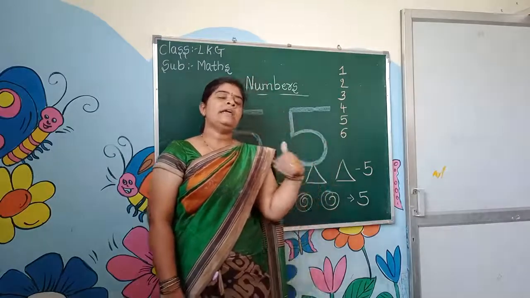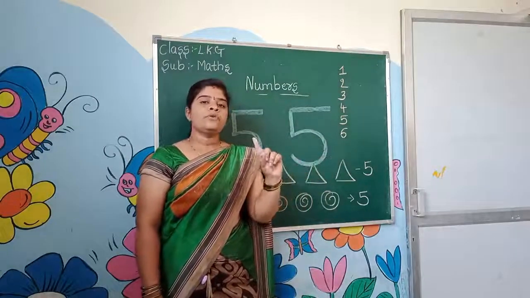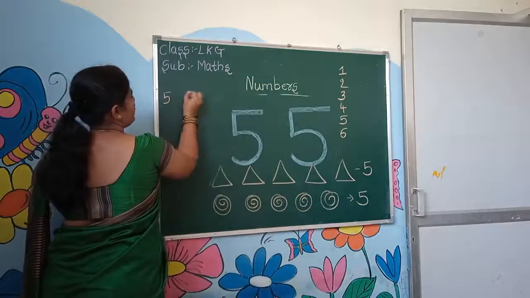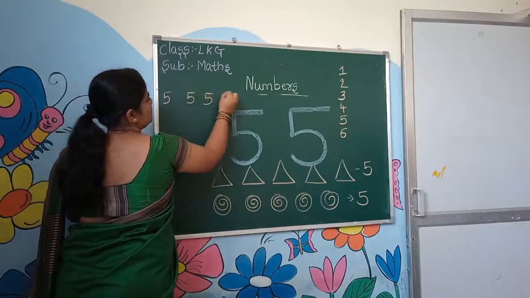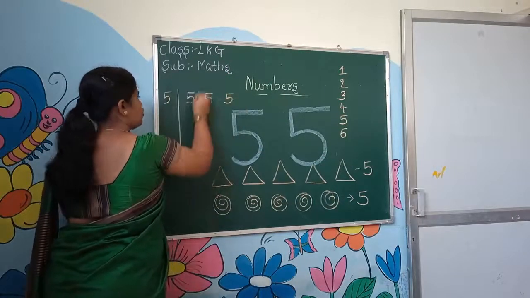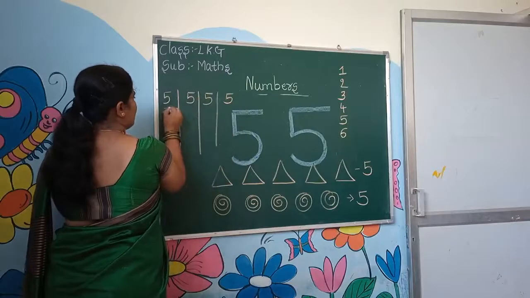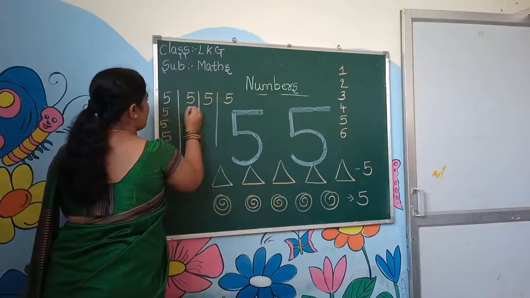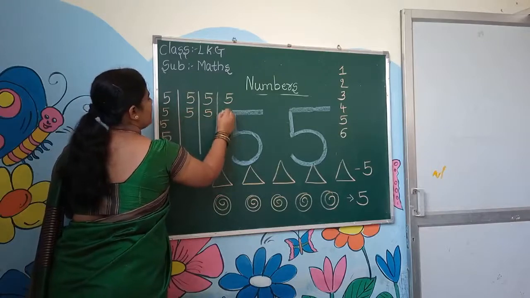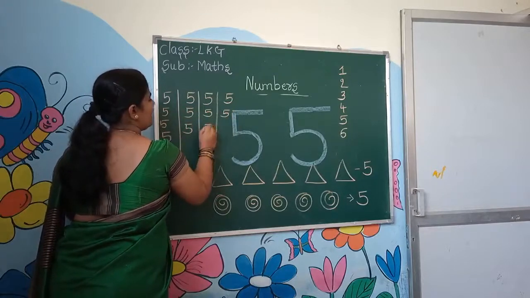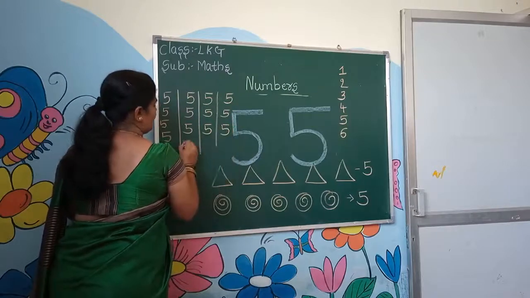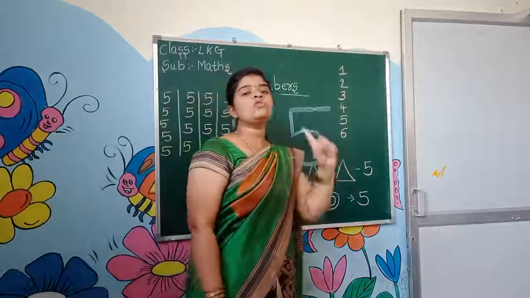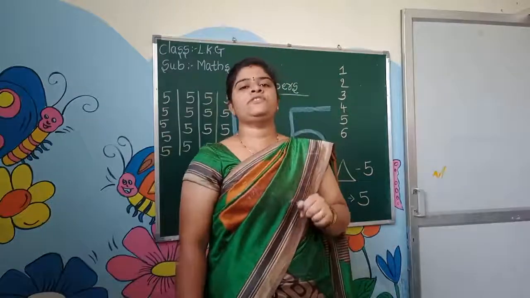Yes, children. On the next page, we have to write number 5 like this. Already I showed number 4. You have to write like this, draw a column, and write 5 below. 5, 5, 5, 5, 5. Like this, you have to complete one page.